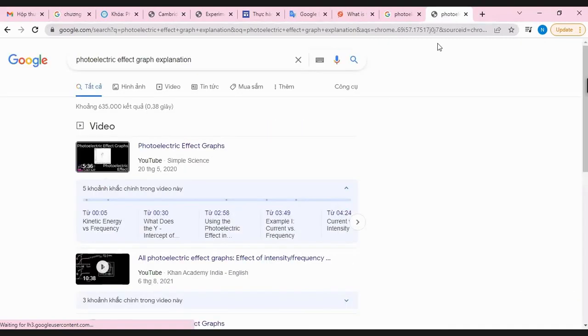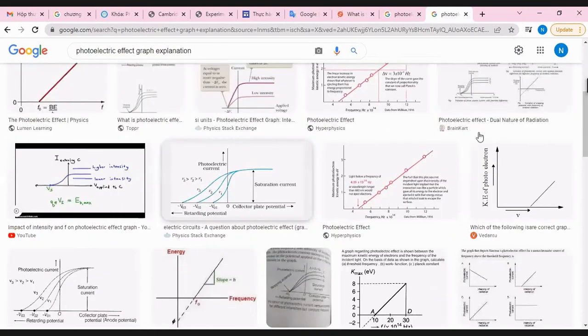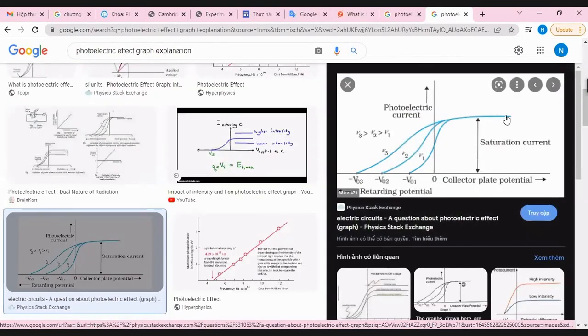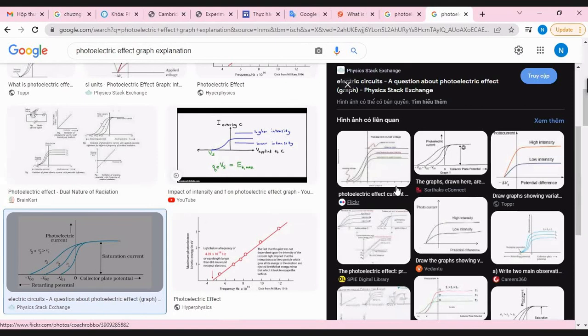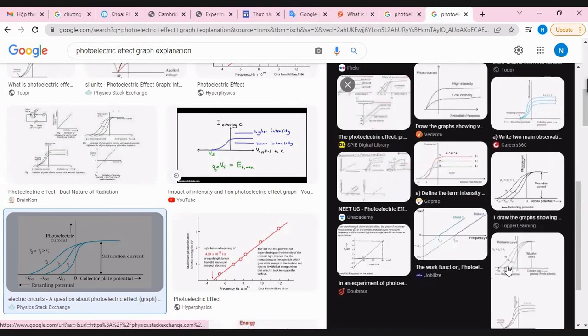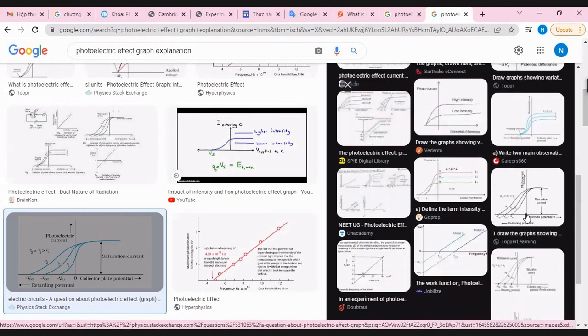So if you search on Google, you will know the name of the voltage, the name of the potential here. You can know all the words that have been mentioned by Mr. Chất in Vietnamese, like the saturation current, or the collector plate potential, or retarding potential. This is how we can learn the physical terms, which is important for you because you need to teach this subject in English.